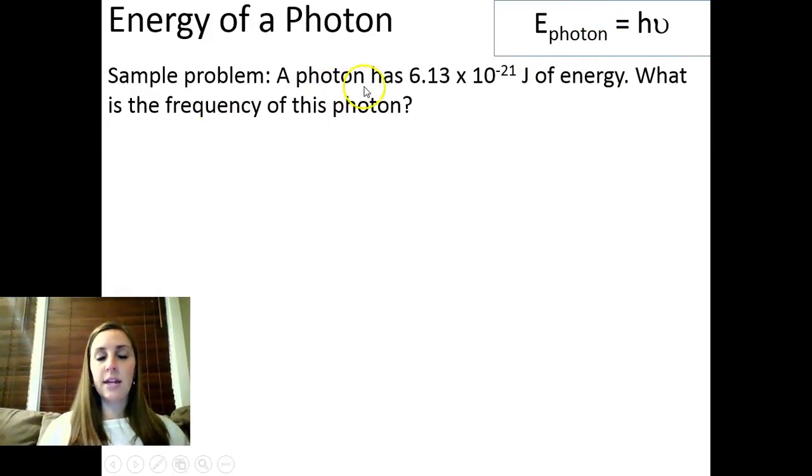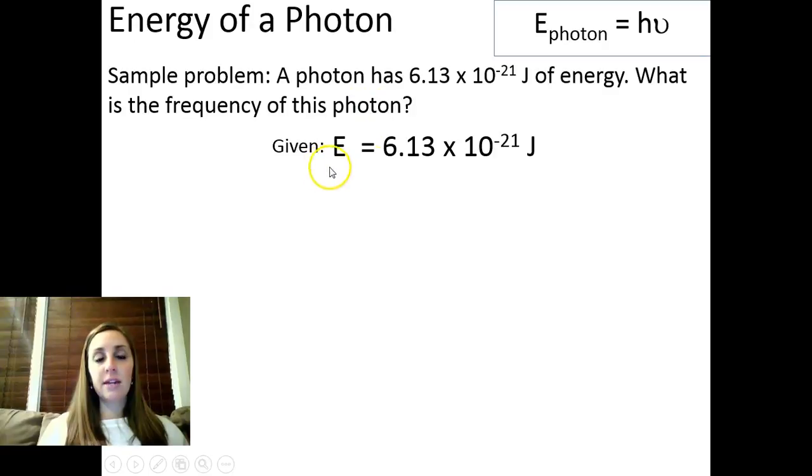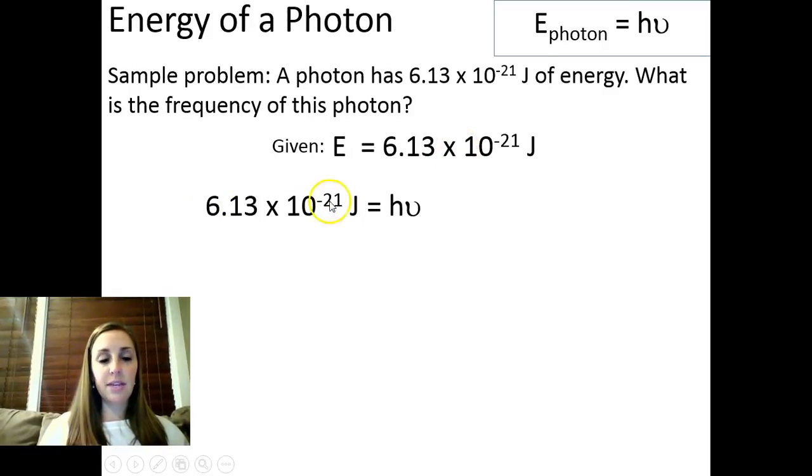So a photon has 6.13 times 10 to the negative 21st joules of energy. Joules is the unit of energy. What is the frequency of this photon? So we're given energy. Here's our equation. We're given the energy, so this gets plugged in right here. Instead of E, you've got your energy. 6.13 times 10 to the negative 21st joules equals.